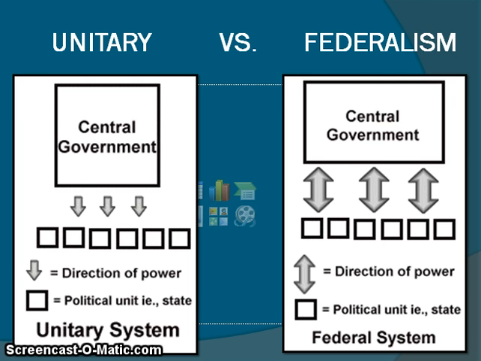So here we see the way the power flows. You notice on the left, in a unitary system of government, power flows from the central government towards the people, towards the political states. In these diagrams, the little squares represent people or political entities or even states. You notice that in a unitary system, the states get their power from the central government. In federalism, you see that power flows both directions. We give power to the central government. Central power gives us some sort of power as well.